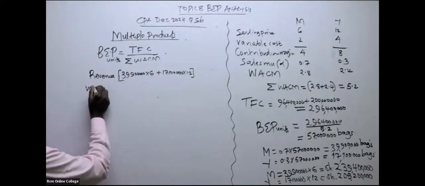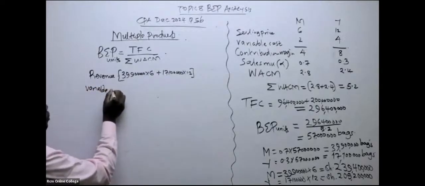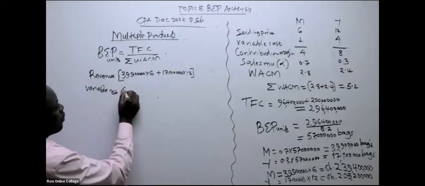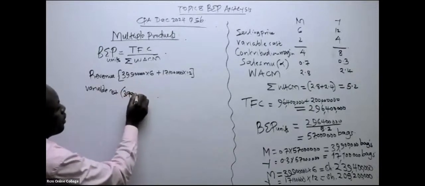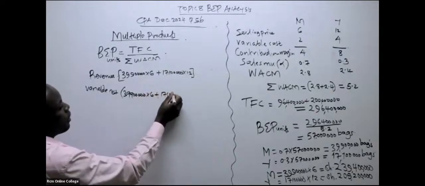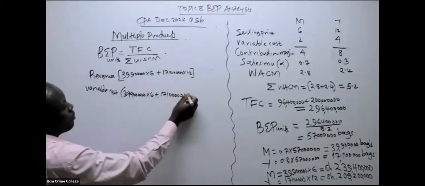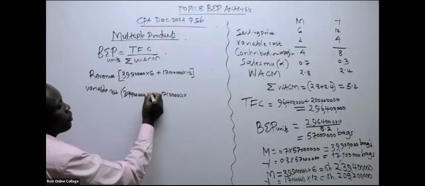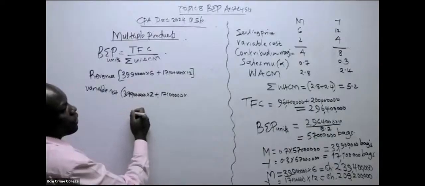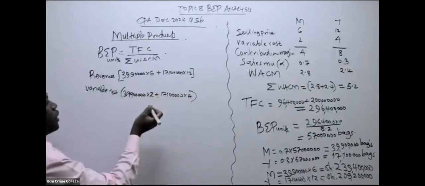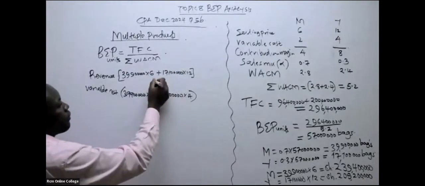So variable cost will be 39,900,000 multiplied by the variable cost per unit, plus 1,700,000 multiplied by not 6 but by the variable cost per unit of 2. Then this one here we multiply by 4, right? So this of course will be deducted. So what are you getting as your revenue?